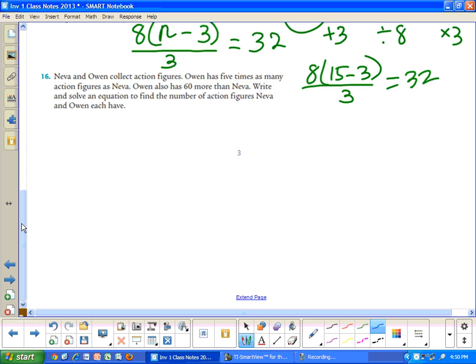So we actually have 2 ways to represent Owen. Owen has 5 times as many, and Owen has 60 more. So let's just write down 2 expressions for Owen, and knowing that Owen has the same amount, these 2 expressions should be equal to each other. So for Owen, let's let the number that Neva has be n. So 5 times as many as Neva, 60 more than Neva.